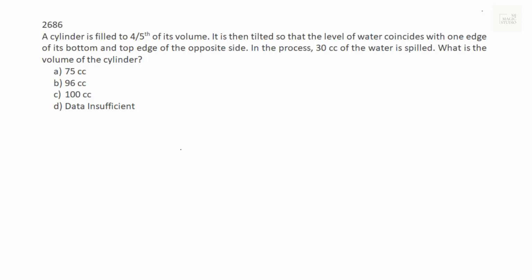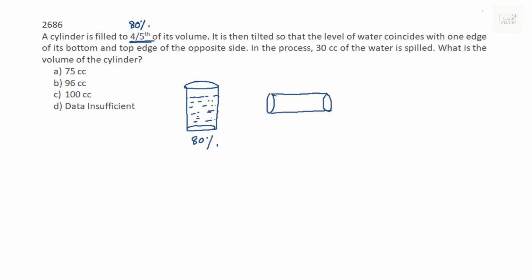Okay, this question, a very interesting one. We can apply logic and solve it. Let's see. A cylinder is filled to 4/5 of its volume. 4/5 means 80%. So we have a cylinder of whatever radius and height, and it is 80% full. 80% liquid is there. It is then tilted so that the level of water coincides with one edge of its bottom and top edge of the opposite side. That means if it is tilted like this, the water level would be like this.